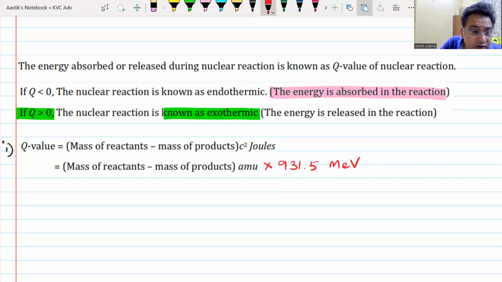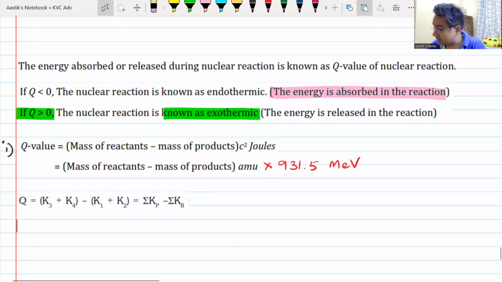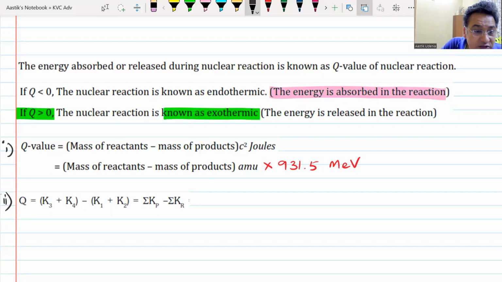Or you can write the Q value in this form also. Form number 2, it is the difference between the kinetic energy of the products minus the kinetic energy of the reactants. Yes or no? Everyone understands this.